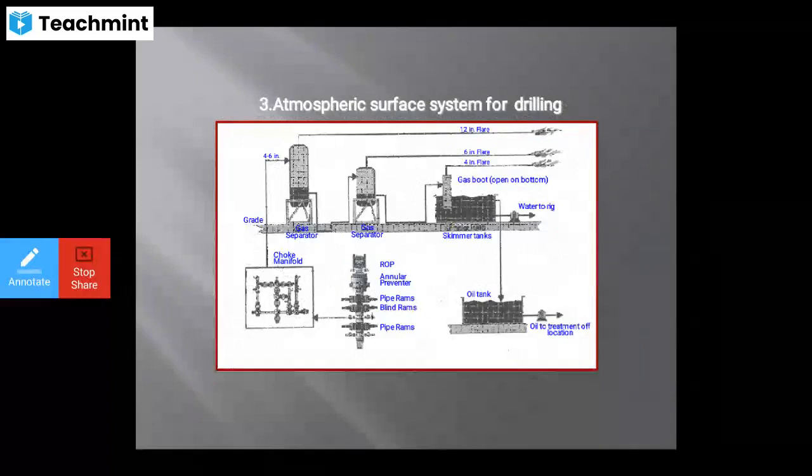In choke manifold, for regulating the flows. Then BOP. So you'll see here the annular preventer, pipe rams, blind rams, and also the pipe rams. Then oil tanks. So atmospheric surface system for the drilling.